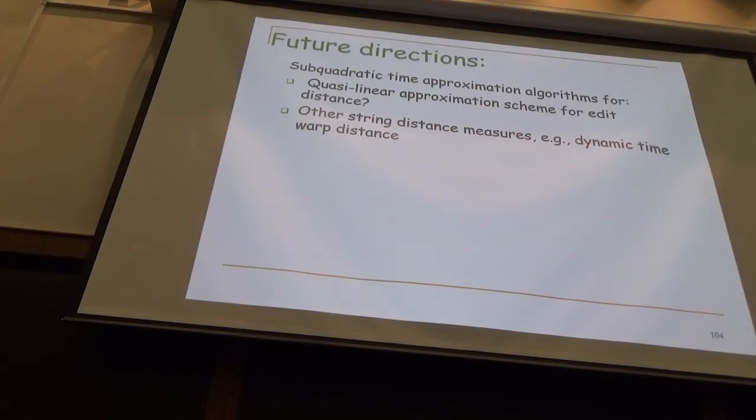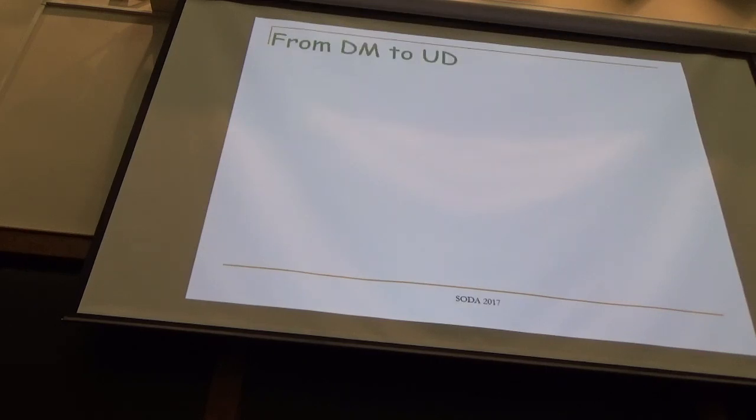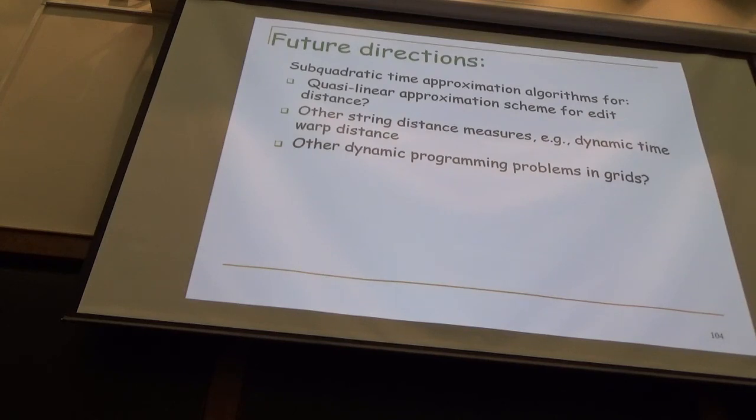You can look at other distance measures, such as dynamic time warping distance. You can look more generally at dynamic programming problems on grids. We were looking at ones that are defined on substrings, but there's this general class of dynamic programs. And can one say, in general, those are all quadratically solvable? Can you approximate them, or some subclass of them? That's it. So, that's all.